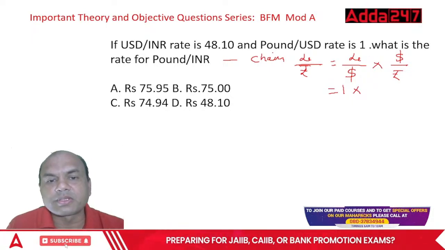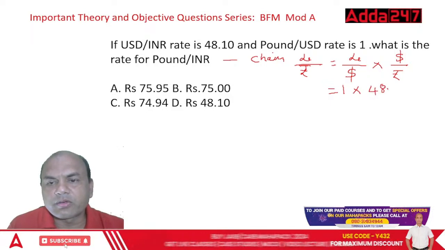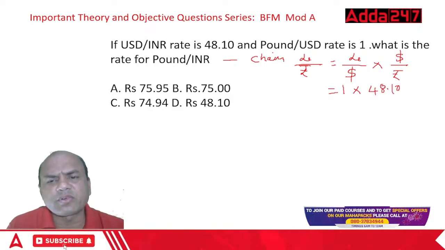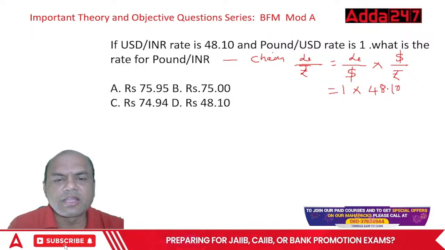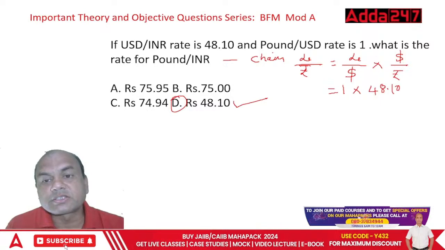What is the dollar to rupees rate given? 48.10. So what is the answer? Same, 48.10. D is the answer, right? So this is called the chain rule.